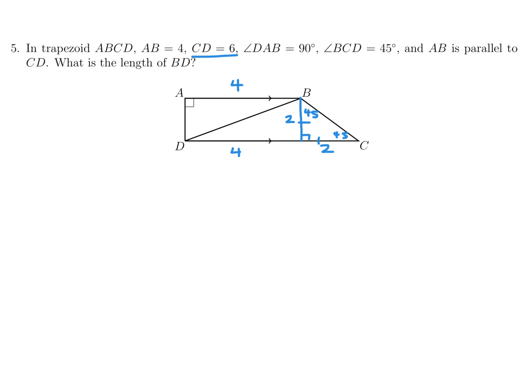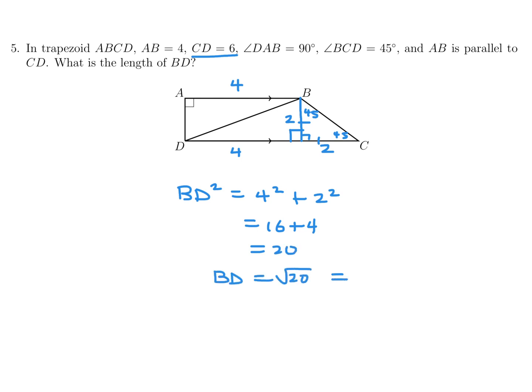And then I guess we have everything we need to calculate BD with Pythagoras, since this is going to be a right angle. BD squared would be 4 squared plus 2 squared, and that's 16 plus 4, which is 20. So therefore BD would be root 20. And root 20 is what? 4 times 5, so that'd be 2 root 5.